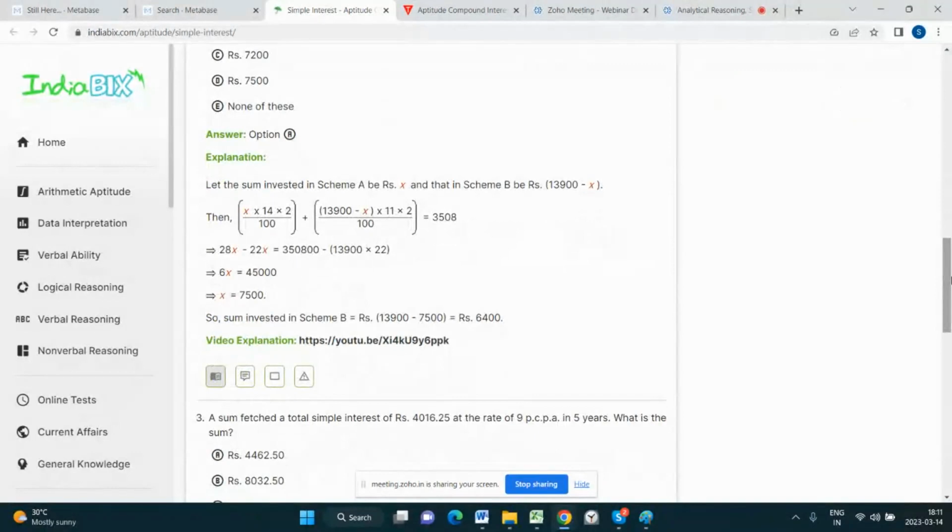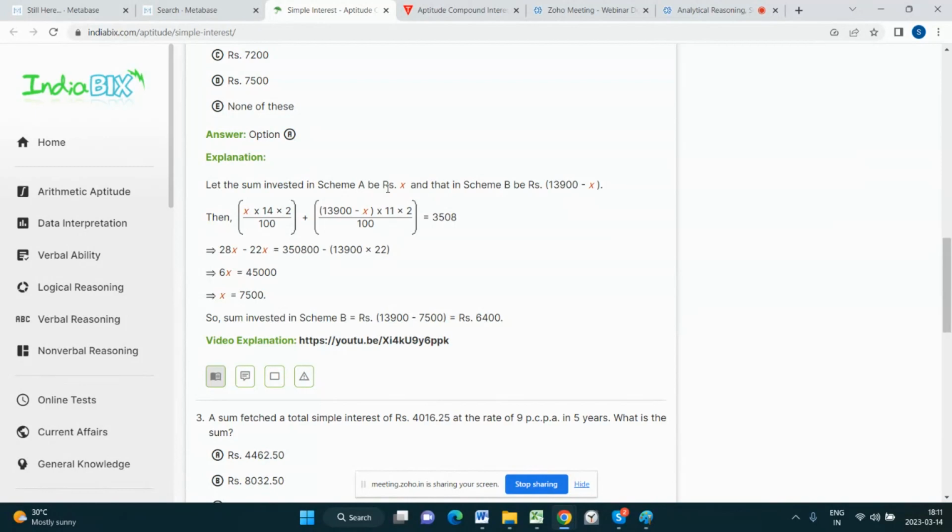Let the sum invested in the scheme A be X. So what is invested in B? 13,900 minus X, because A and B together are 13,900. If X is invested in scheme A, then 13,900 minus X is invested in B.